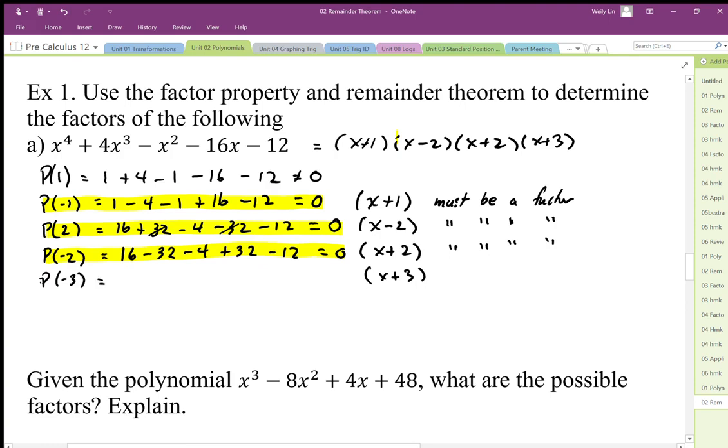Test my remainder theorem. So I end up with 81 plus or minus, that's going to be 27 times 4, that's 108, minus 9 plus 48 minus 12, and I'm going to get, looks like negative 117, negative 129, positive 129, yeah, that's equal to 0. So now I've got all 4 of my factors.